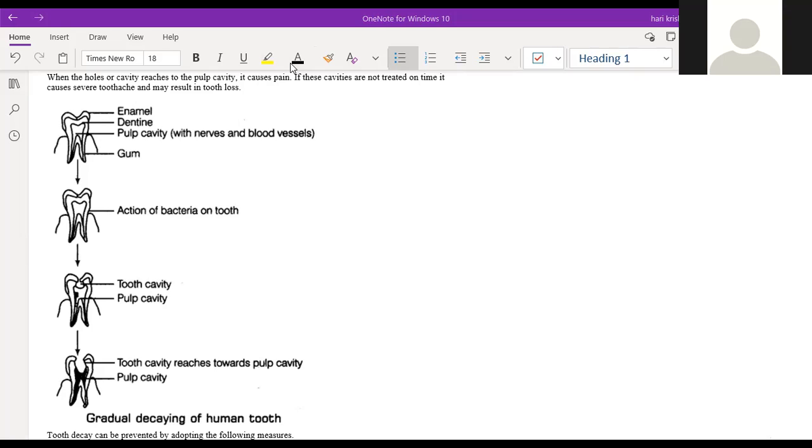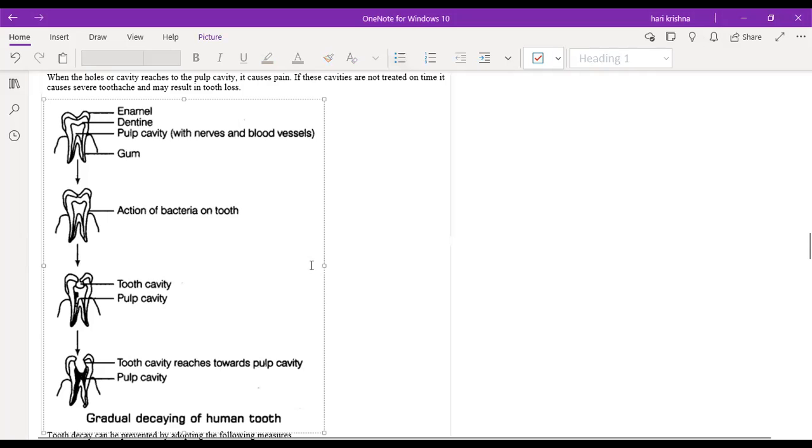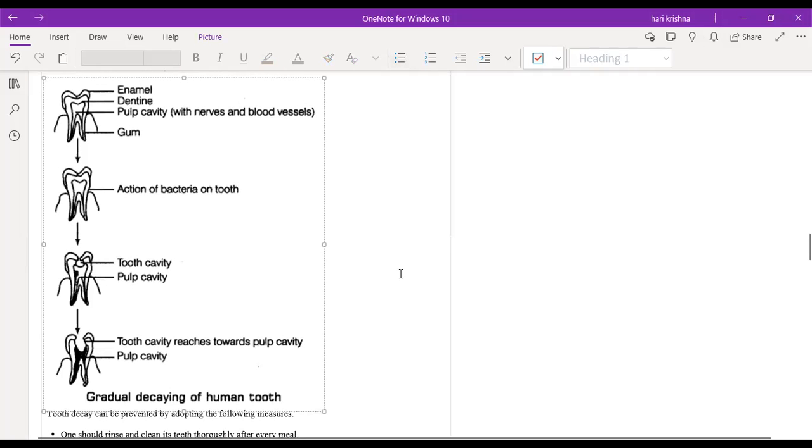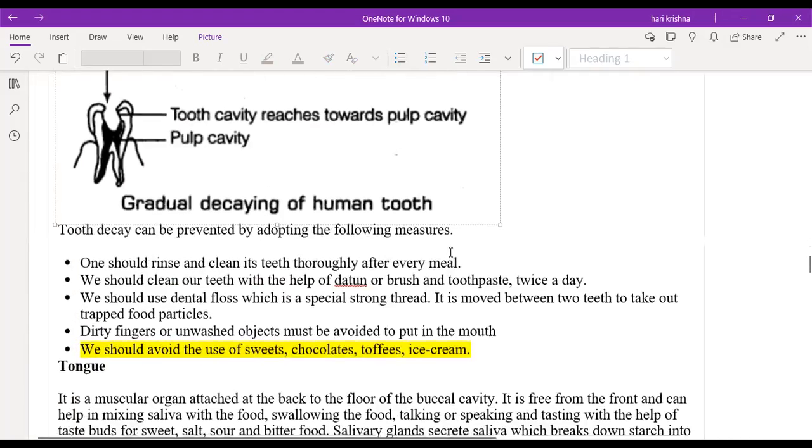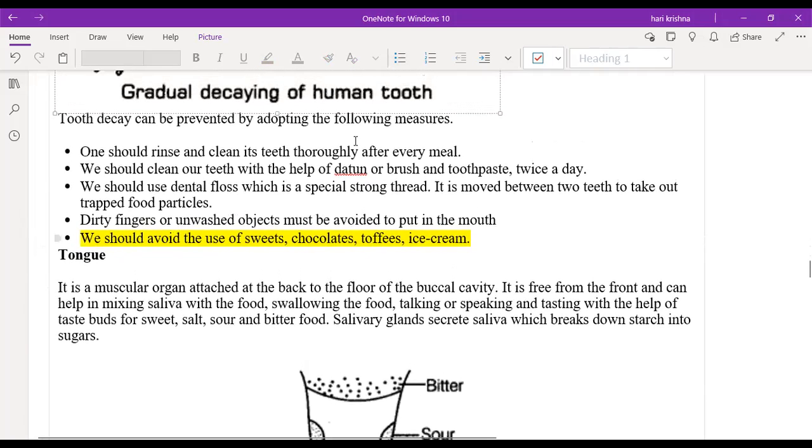We shouldn't eat anything harmful, just not eat junk food, and we should keep brushing regularly, nicely, not badly, sir. We should eat good food that's good for our body. That's it, sir. Okay, so next one. So these are the different methods to prevent tooth decay.